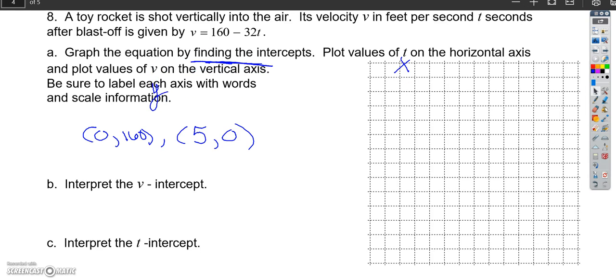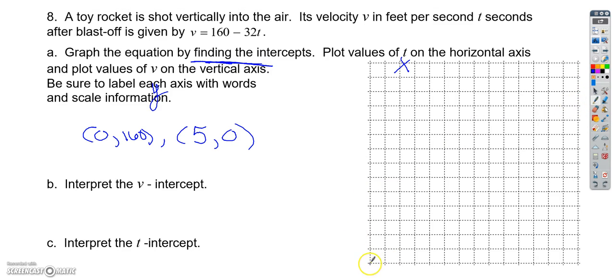scroll up just a little to have room on my graph here. So this can be my 0. And then I can go 1, 2, 3, 4, 5. And this would be seconds. And this is velocity in feet per second.